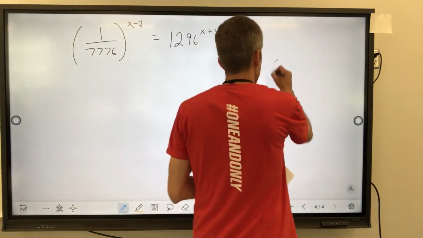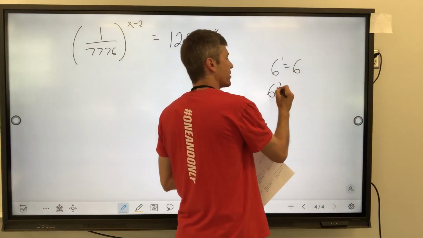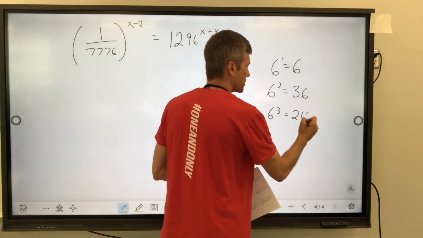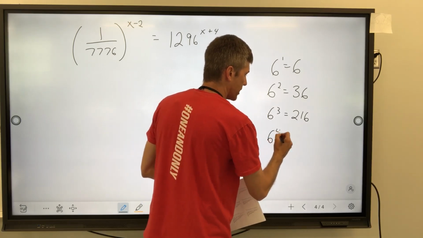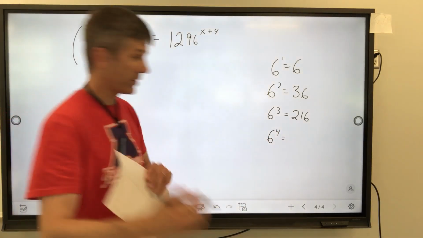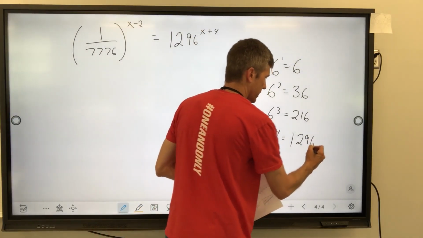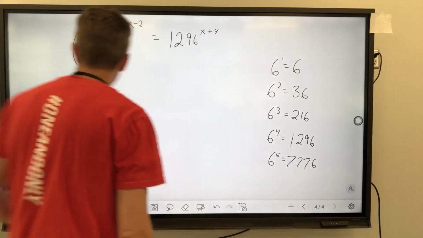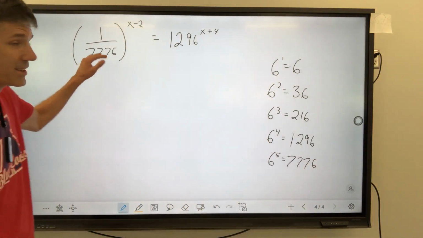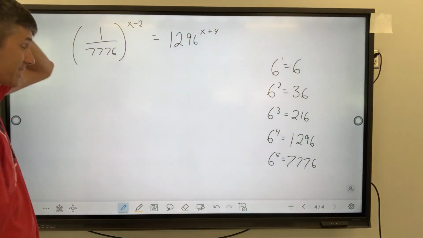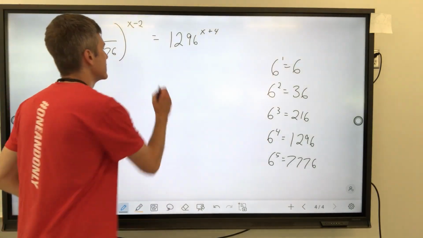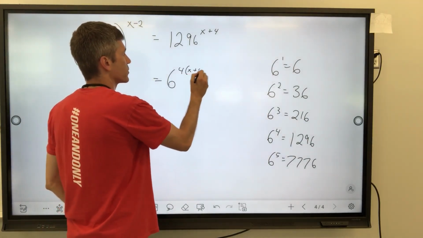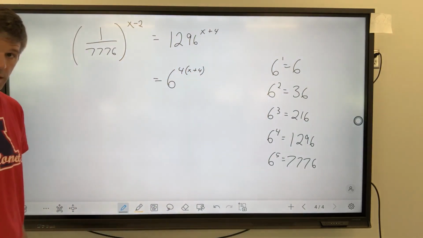So here we go. 6 to the 1 is 6. You don't have to write this every time. It's on the back of your paper if you're following along with the notes. 6 cubed is 216. If you multiplied by another 6, you'd have 6 to the 4th, which is 1296. And then 6 to the 5th, which is 7776. Now clearly there's an issue with this 7776 right here, and the fact that it's in the denominator. We'll tackle it last. So 1296 is 6 to the 4th, and there's an x plus 4, and nobody is mad about that.